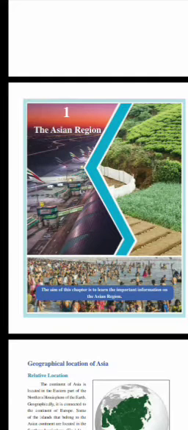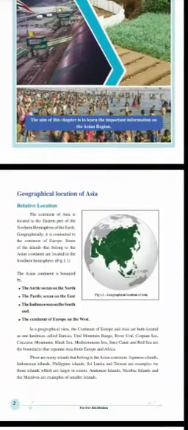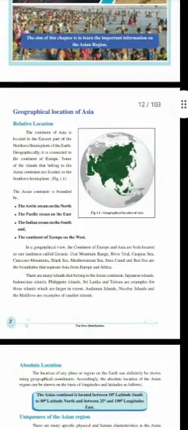So today we are going to learn the first lesson of grade 9 geography, the Asian region. Under this unit we are going to learn about the geographical location of Asia. The geographical location of Asia can be divided into two parts as relative location and absolute location.